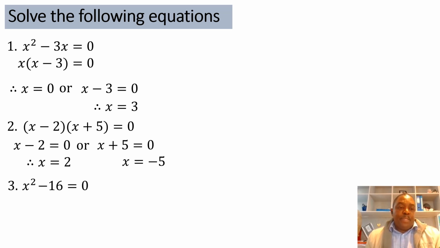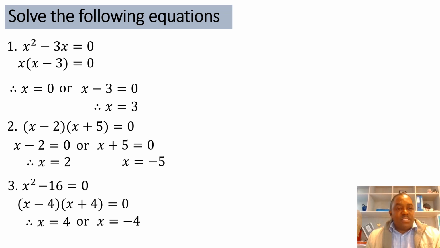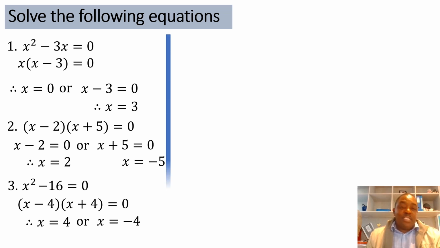Now, number 3 is needing factorization because it's already in the standard form. It's a difference of 2 squares, so x minus 4 into x plus 4. And again, what would make each bracket equal to 0? If x is equal to 4 in the first, or if x is equal to -4 in the second bracket. Now this is important, but now let's talk about that method. Why are we doing what we're doing? Why are we making sure that we factorize sometimes and there's no factorization needed sometimes?